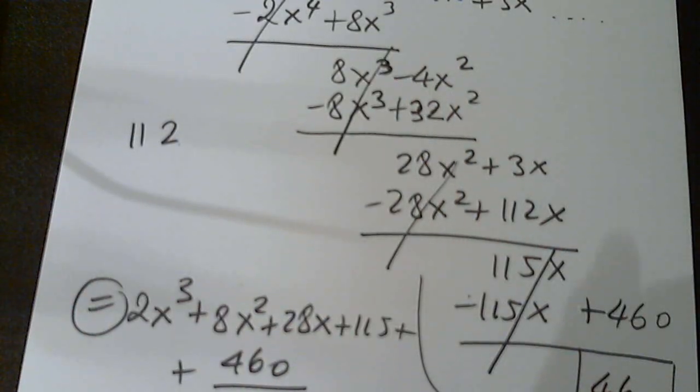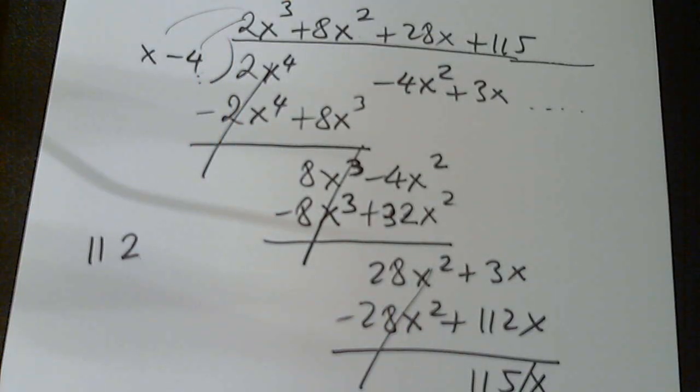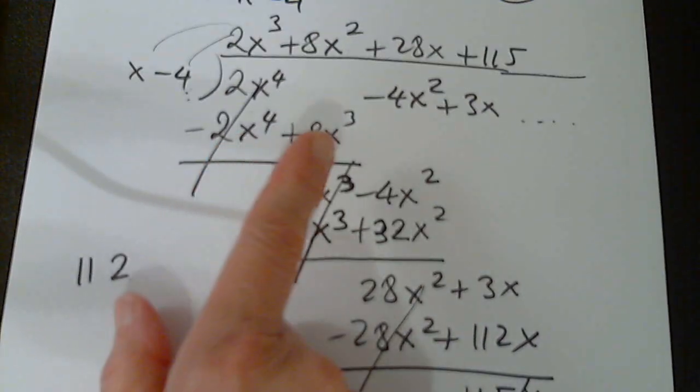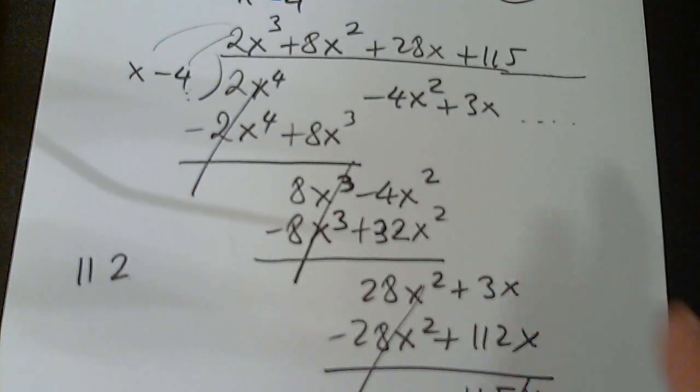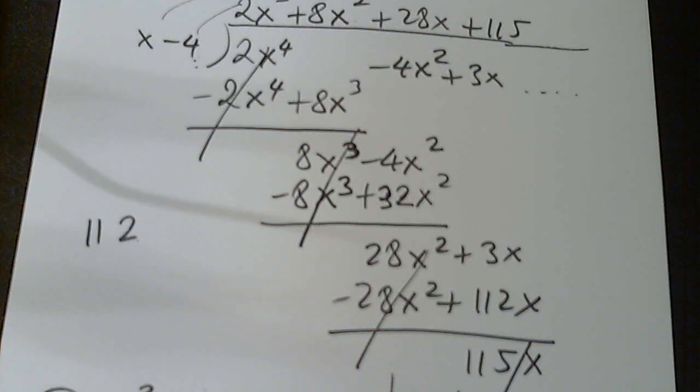Okay, now I have to multiply 115 by 4. I think I'm correct. Maybe it's 3. What am I doing? Okay, so let's see. I think I'm correct. So it's negative, positive. Okay, let's check again.